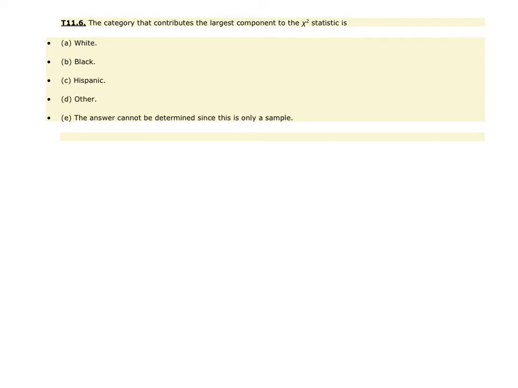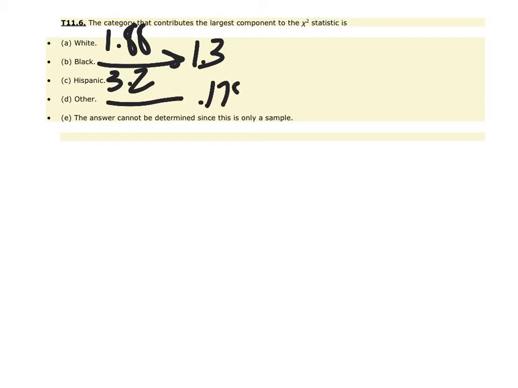What you want to do for this is actually run the goodness of fit test. And then at the end of the test, you're going to want to scroll and look at what the contribution values are. When we do that, what you're going to notice is for the white population it is 1.88, the black population 1.3, Hispanic was 3.2, and then the other category was 0.178. You can determine it. Again, you're going to have to use your calculator to get that response. The one with the highest contribution clearly is going to be the Hispanic population.